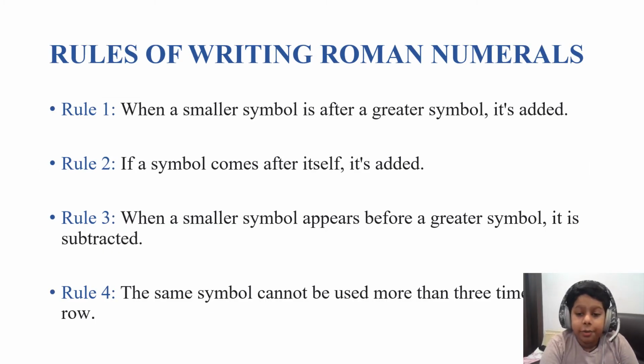Rules of writing Roman numerals. Rule 1. When a smaller symbol is after a greater symbol, it's added. Rule number 2. If a symbol comes after itself, it's added. Rule number 3. When a smaller symbol appears before a greater symbol, it is subtracted. Rule number 4. The same symbol cannot be used more than 3 times in a row.